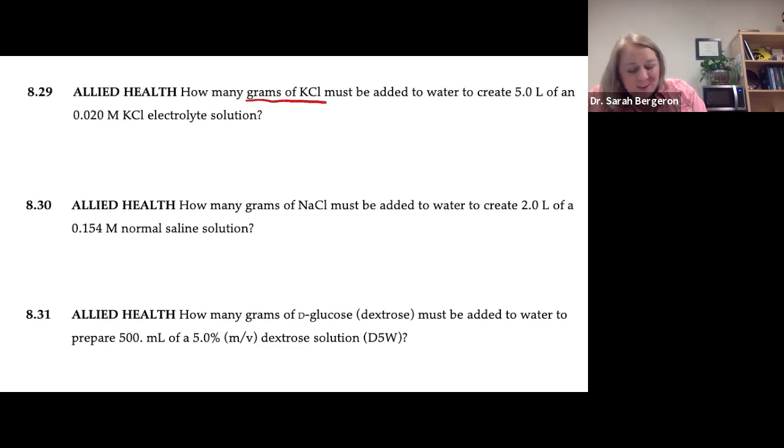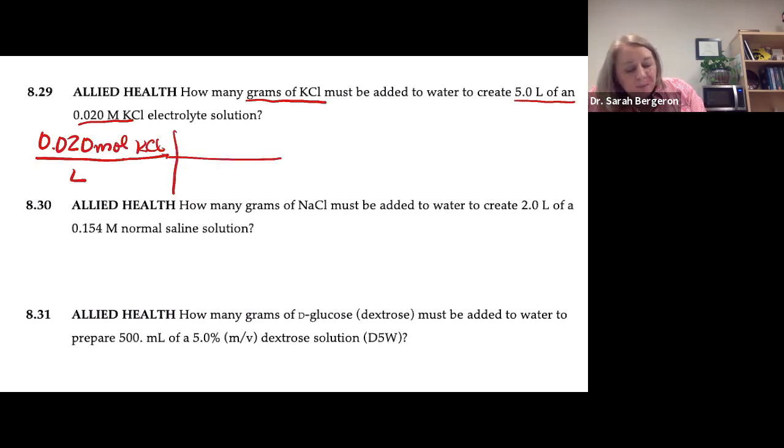Okay, we're trying to get to grams of KCl, right? But here's what we're starting with. 0.5 liters of a 0.02 molar KCl. So what we're starting out with is the 0.020 moles per liter. That's what molarity is telling us, KCl, right? So we have KCl. Now we want to know, how are we going to get that into grams?